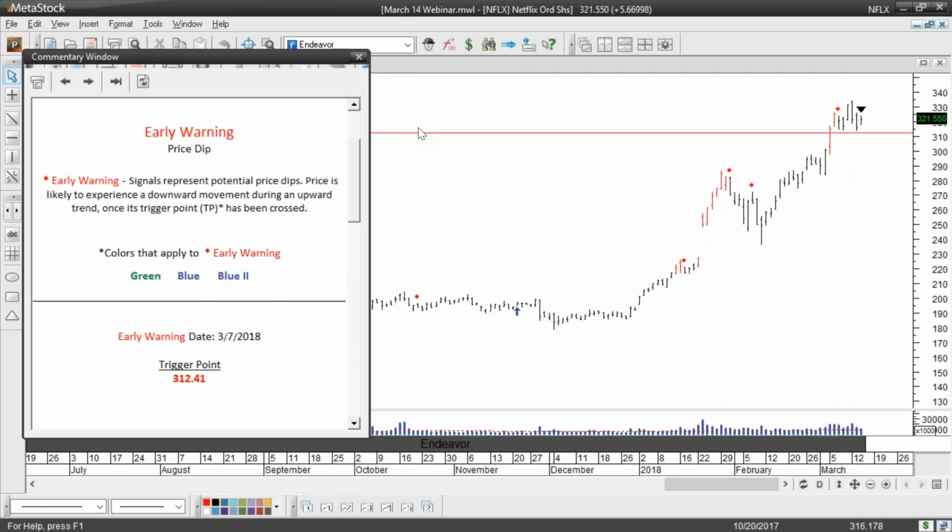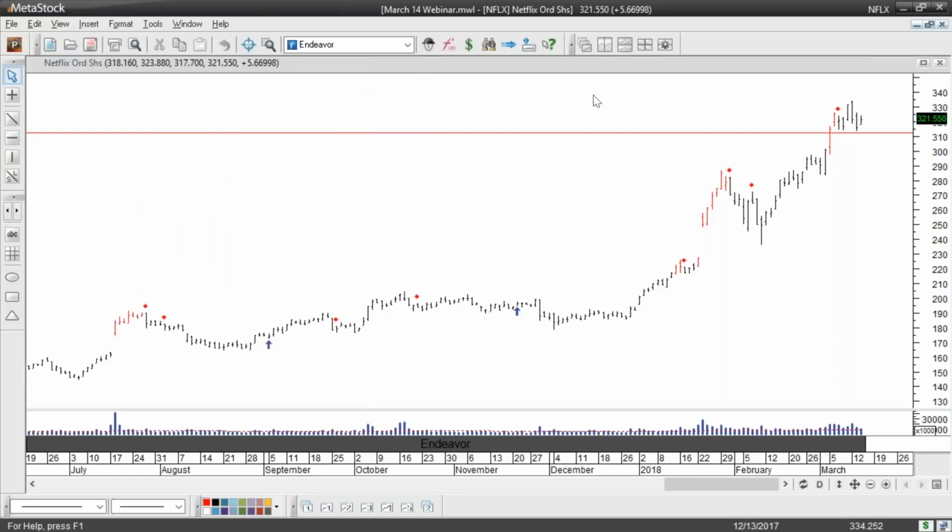Okay, now, I'm sure that some of you heard that there was a well-known short seller on CNBC saying that Netflix was going to fall and that he was going to take a large short position. But what we know that he doesn't is that price is not going to fall unless it crosses 312.41, our trigger point. And if price never crosses the trigger point, then Netflix doesn't have to fall. It can absolutely continue its uptrend. I'll get out of the commentary.